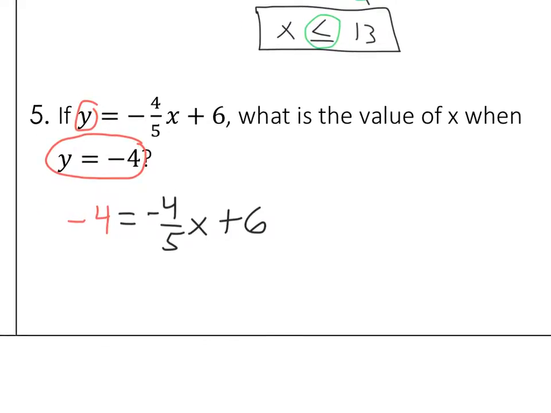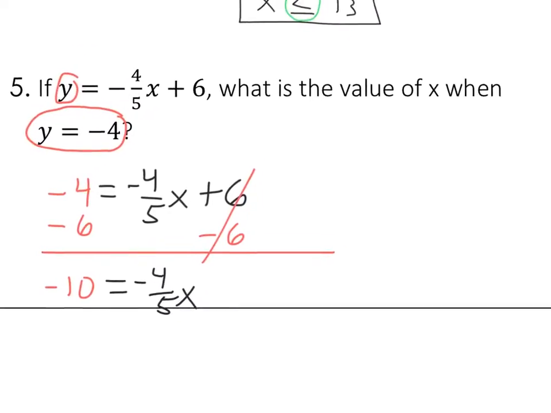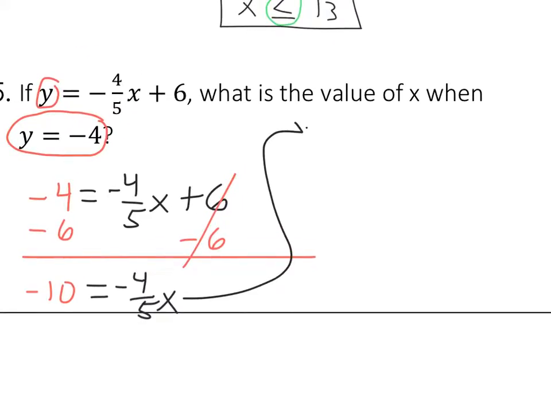All right. So first we need to get rid of this positive 6 on the right side, moving it to the left side of the equation. So we do the opposite and subtract 6 on both sides. That crosses out the 6s, and now you're left with negative 10 on the left equal to negative 4 over 5x. Let me go ahead and rewrite this up here so I have a little more room. So we do have negative 10 is equal to negative 4 over 5x.